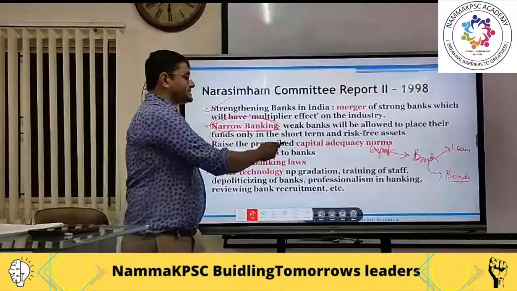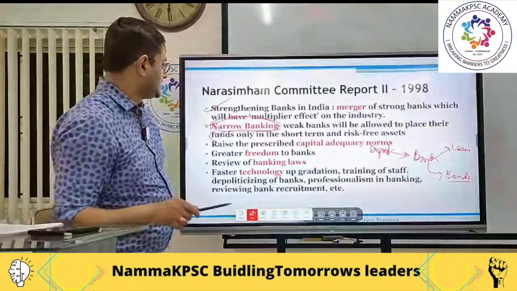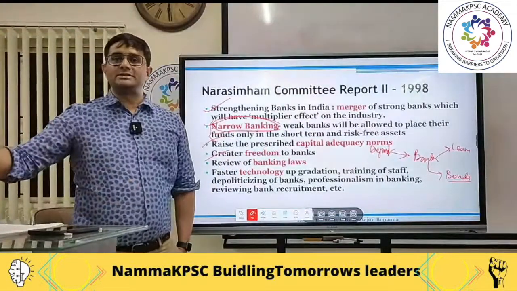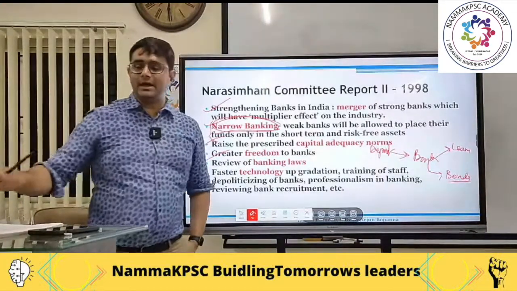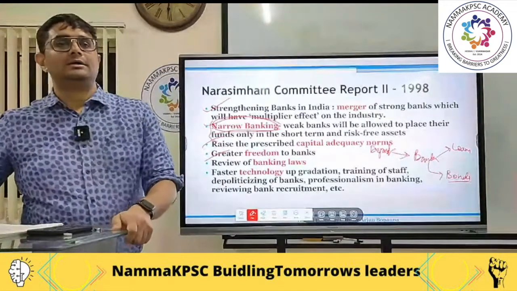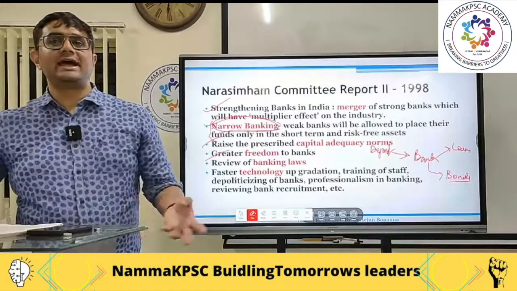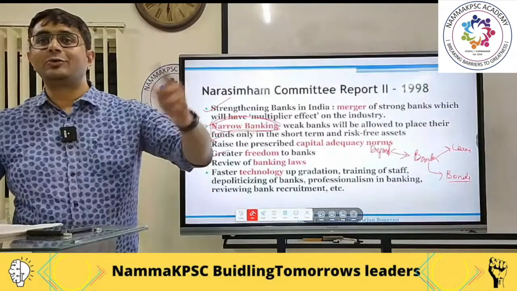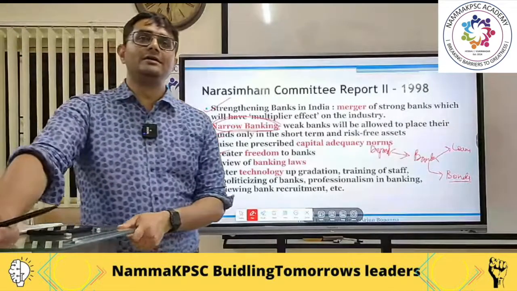Then raise the prescribed capital adequacy ratio. Same thing. I will explain it to you in the next class. Then greater freedom for banks. Opening of branches, closing of branches, everything will be allowed for the banks to decide on their own. Otherwise, they had to take permission from the RBI to open a branch, to close a branch also. So now they'll open and close as per their wish.